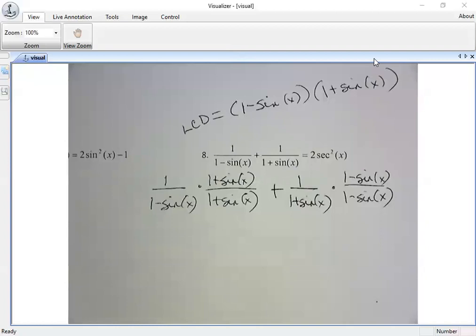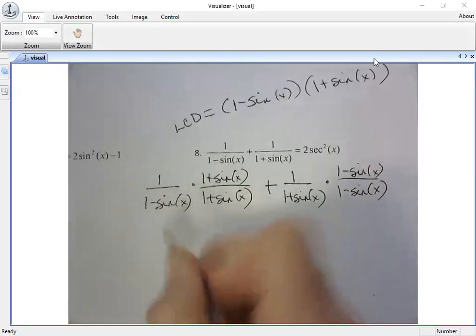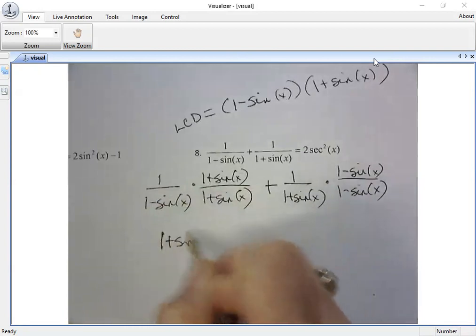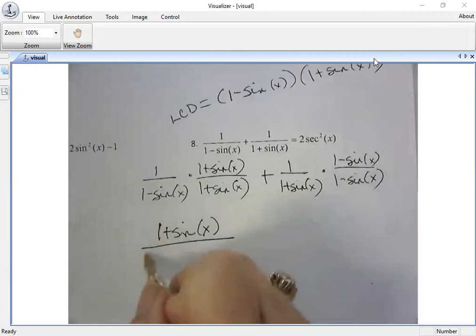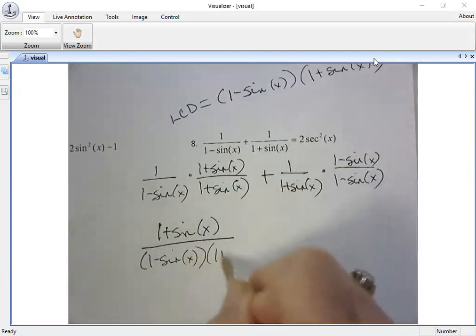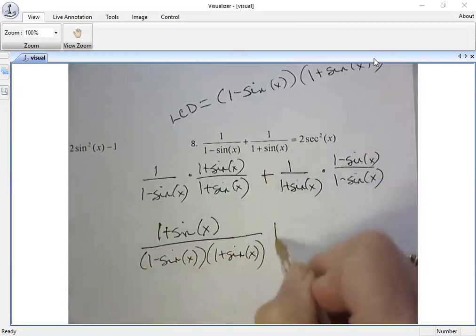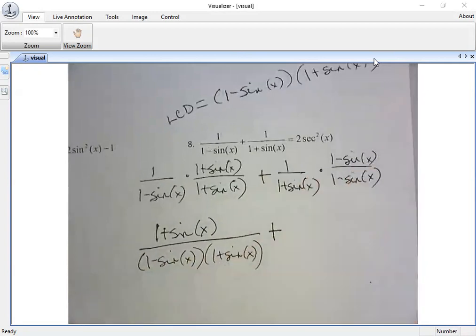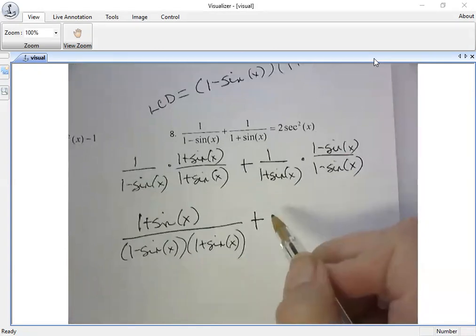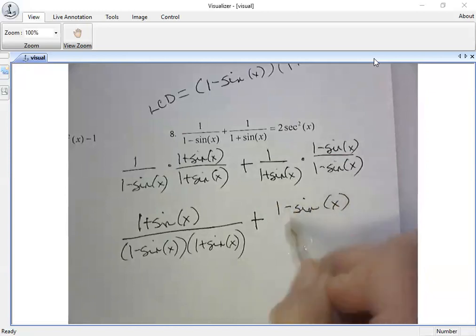We want to write it as one big fraction. So if I multiply these pieces together, wouldn't you agree? I have 1 plus sine of angle x in the numerator, but the denominator is both of these pieces, 1 minus sine x times 1 plus sine of angle x. Okay? Plus what will be in the numerator of the second fraction? 1 minus sine of x over the same denominator.